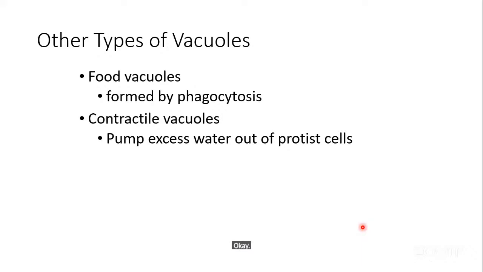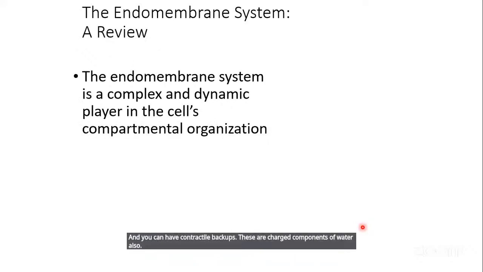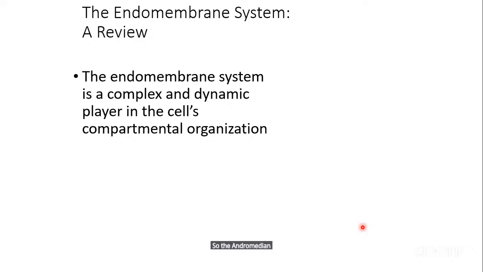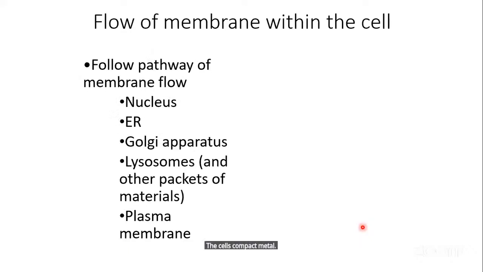So you can have food vacuoles, which are formed by phagocytosis, and you can have contractile vacuoles. These are charged with pumping excess water out of the protist. So the endomembrane system is a complex and dynamic player in the cell's compartmental organization. So let's look at the pathway of membrane flow.